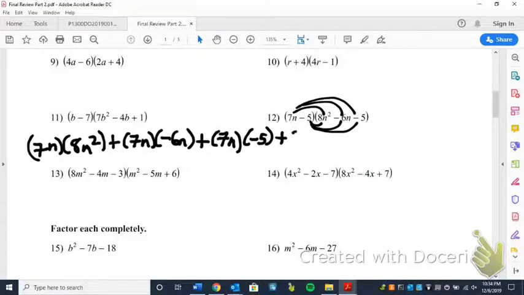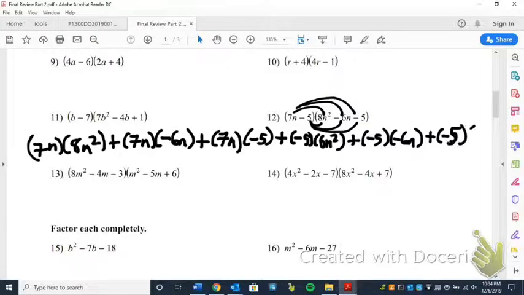We then have 7n times -5 and -7 times. All right, sorry, got a little confused. We have 7n times -6, 7n times -5. Then we go back and we multiply that -5 by everything: -5 by 8n squared, -5 by -6n, and -5 by -5.